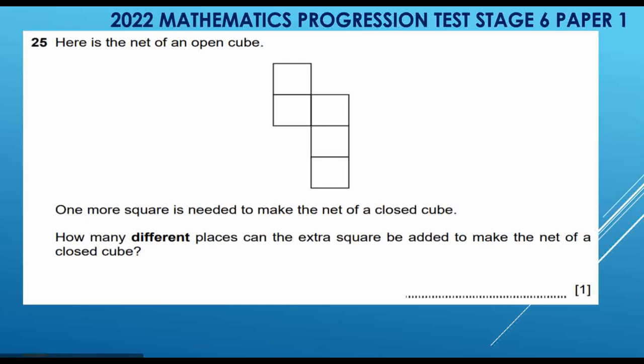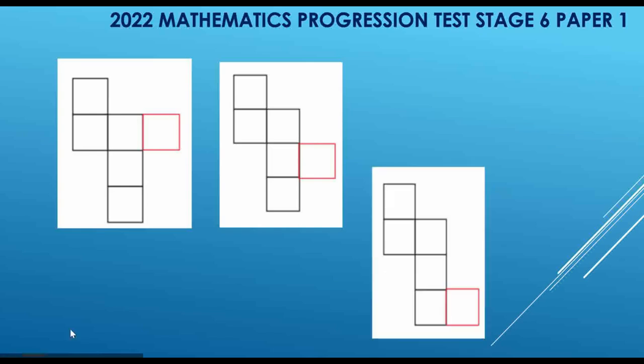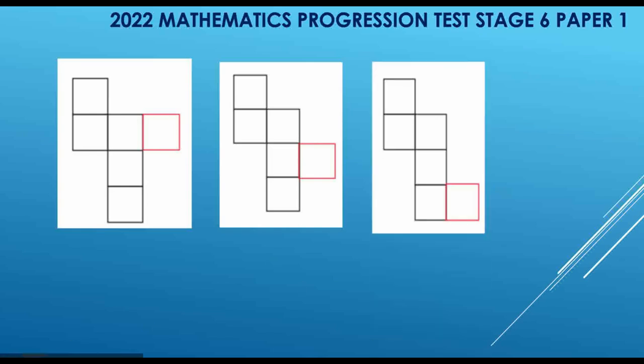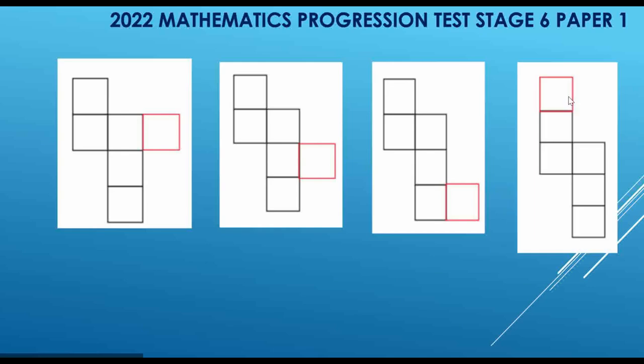So let's reveal the answer. It's 4. So how do we get 4? We have this one put in here as the first one, or the second one is in here, or the third one is in here, or the fourth one is in here. If you're doubtful, you may make a net from paper and fold it and try the 4 combinations, then you will understand more about this question.